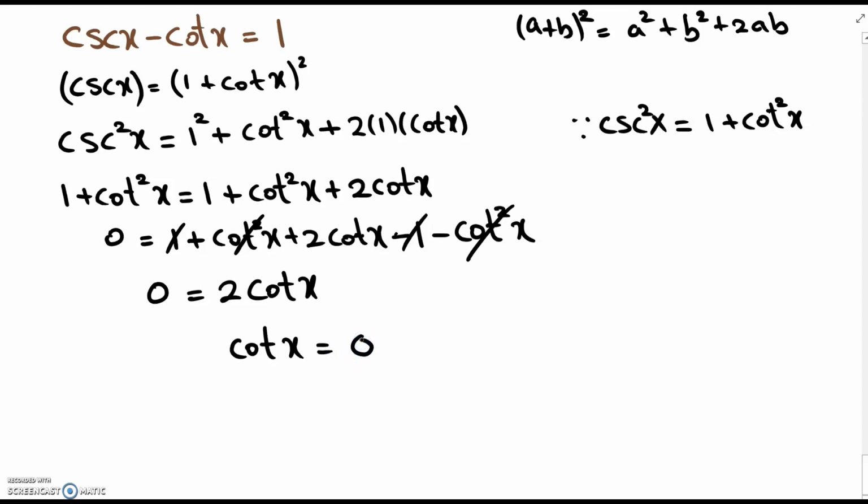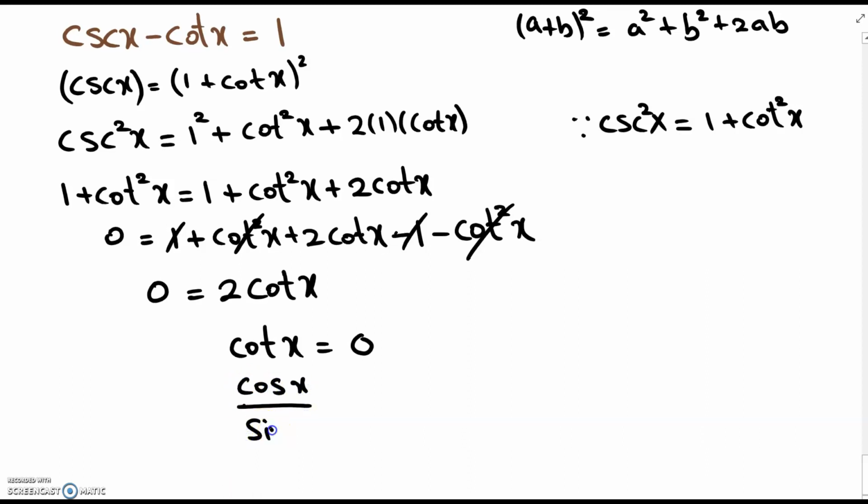To find the value of x, you have to take cot inverse, but there is no option in the calculator to get the value of cot inverse. Now what do we do? We know that the identity of cot x is cos x over sin x equals 0. Now we need to figure out at what value cos equals 0, because if you try to find at what value sine equals 0, then the function will become undefined.